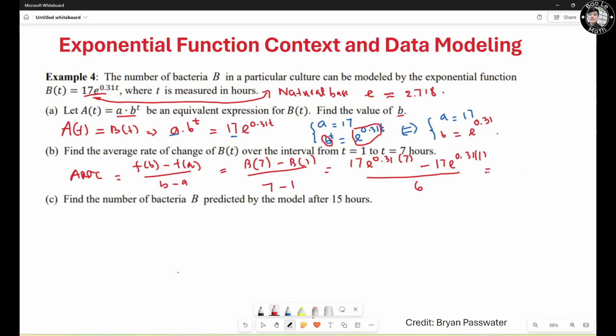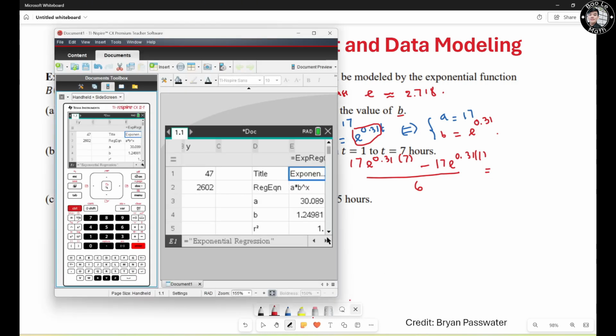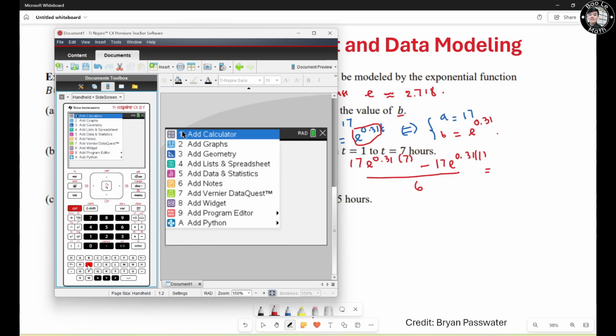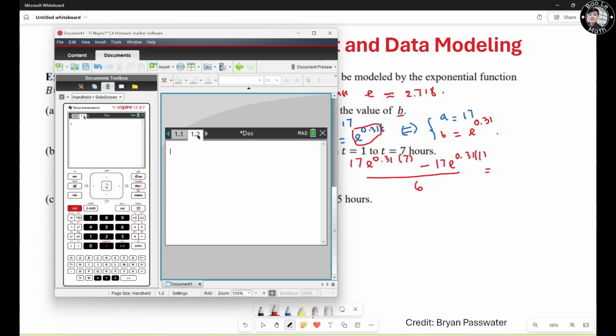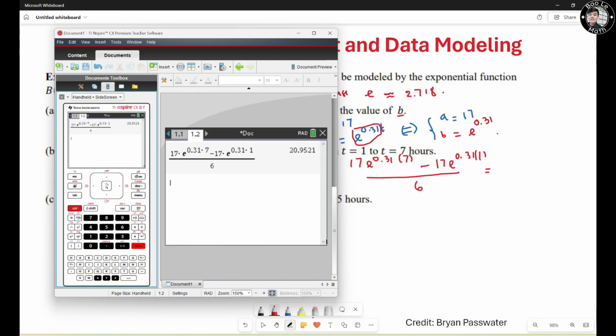Alright, so we're going to use a calculator. We're going to get the answer, right? So I'm going to hit Control I, add calculator right here. Alright, so I have this, and then hit enter. So the answer must be 20.9521, right? So you just round this, so it should be 20.952.